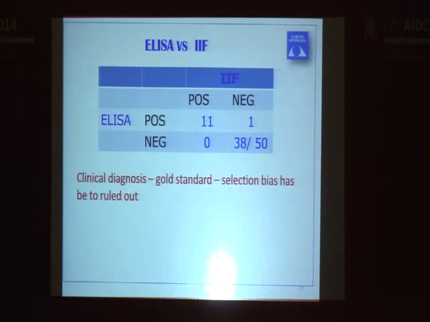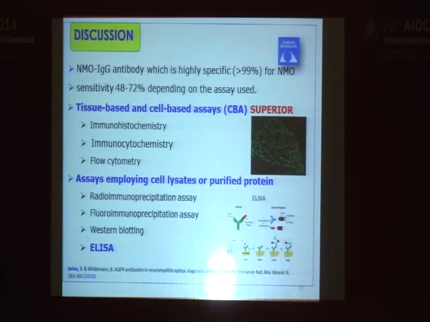So the main important fact here is the clinical diagnosis, which acts as the gold standard to rule out a selection bias in getting this assay, because it has been well proven in the literature that isolated optic neuritis may not be that useful in getting this aquaporin assay done. And NMO antibody is definitely highly specific, more than 99%. The sensitivity will vary depending upon the assay used.